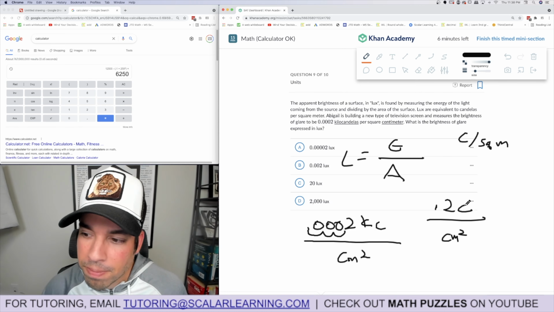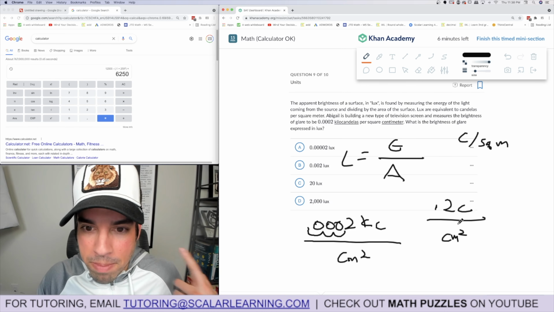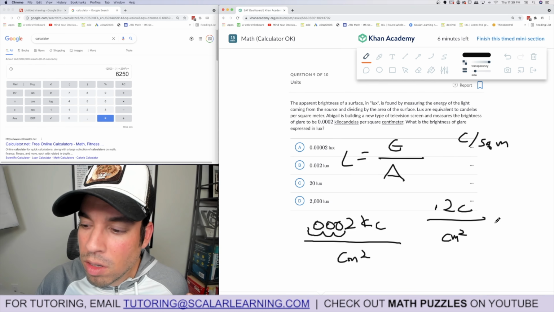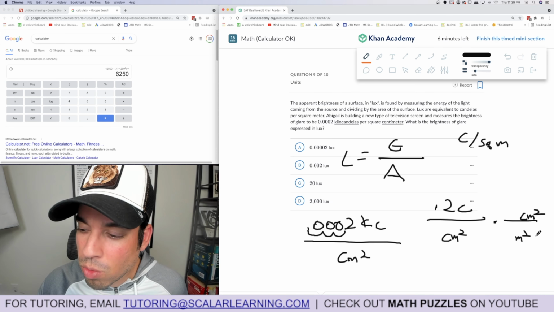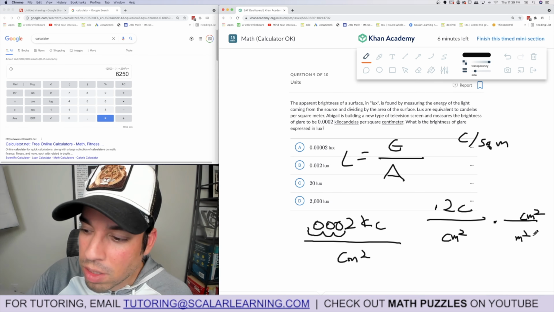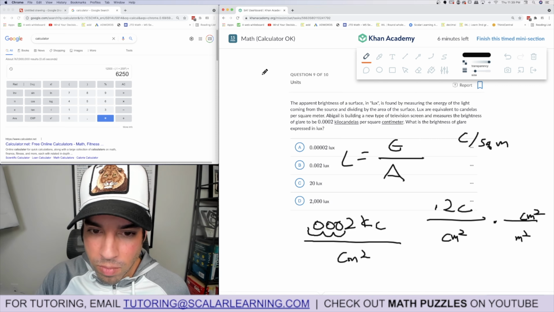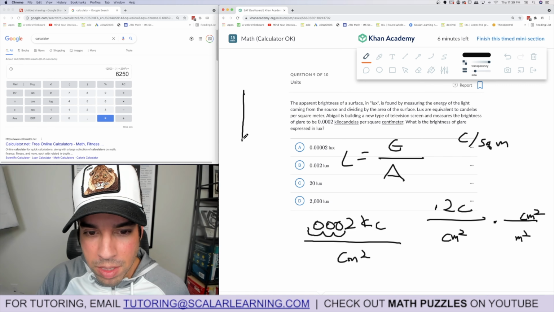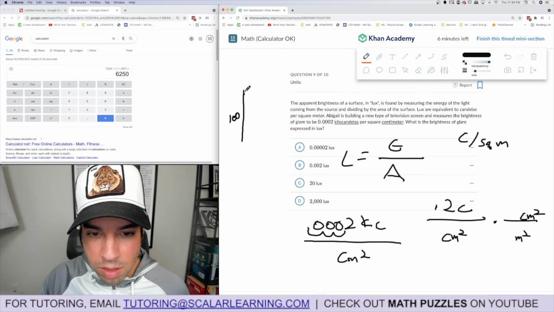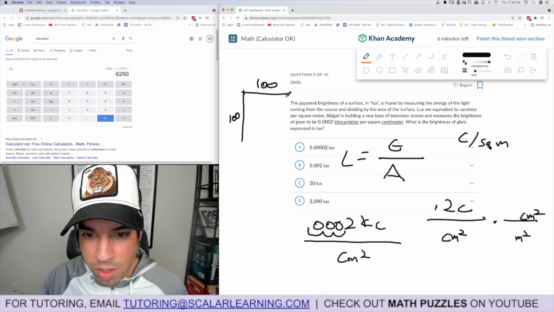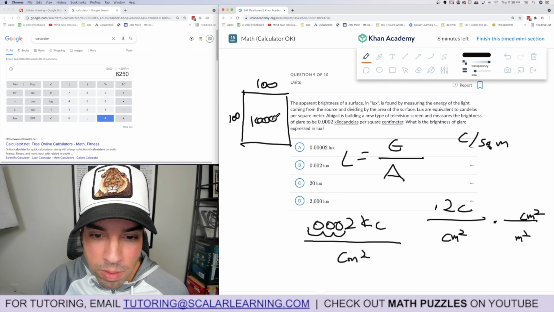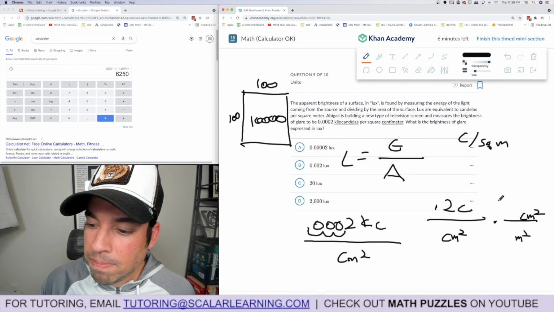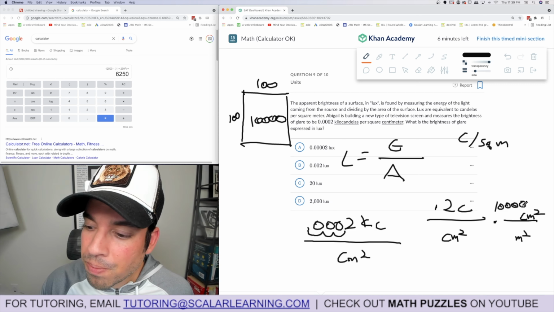And then I have to convert to square meters. Hold on. How many square centimeters are in a square meter? This gets a little tricky because it's not 100. Let me think about it for a second. Here's a meter. So it's 100 centimeters by 100 centimeters, so there's a square meter. So that's 10,000. Yeah, it's squared, 100 squared. So it's 10,000. And then that cancels.